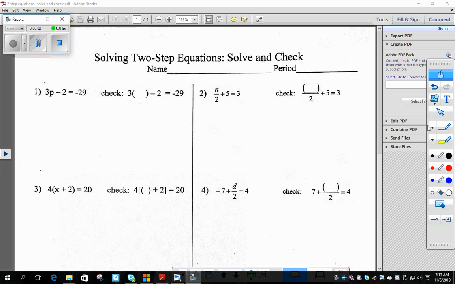Hi, 7th grade. We're going to go ahead and practice solving two-step equations. What I want you to do right now is pause the video and solve number 1 on your own.